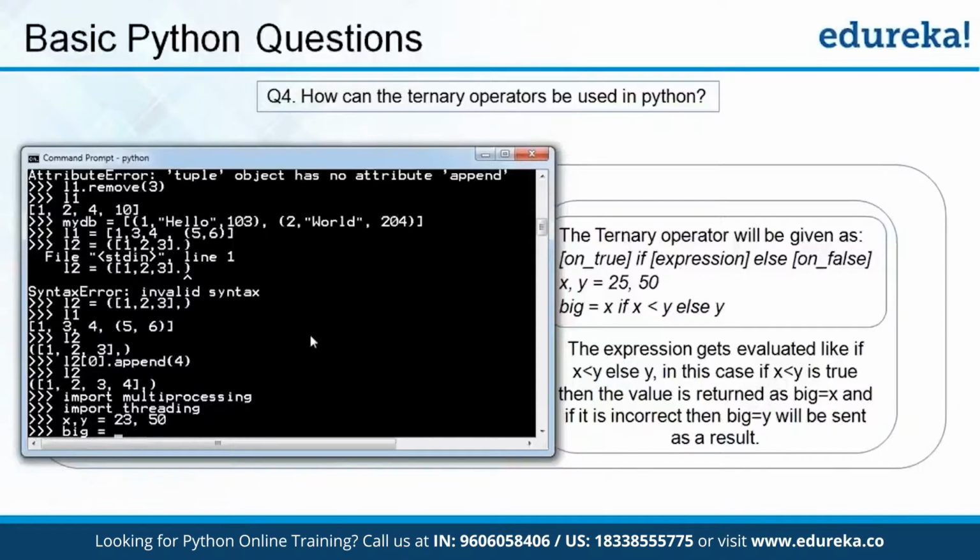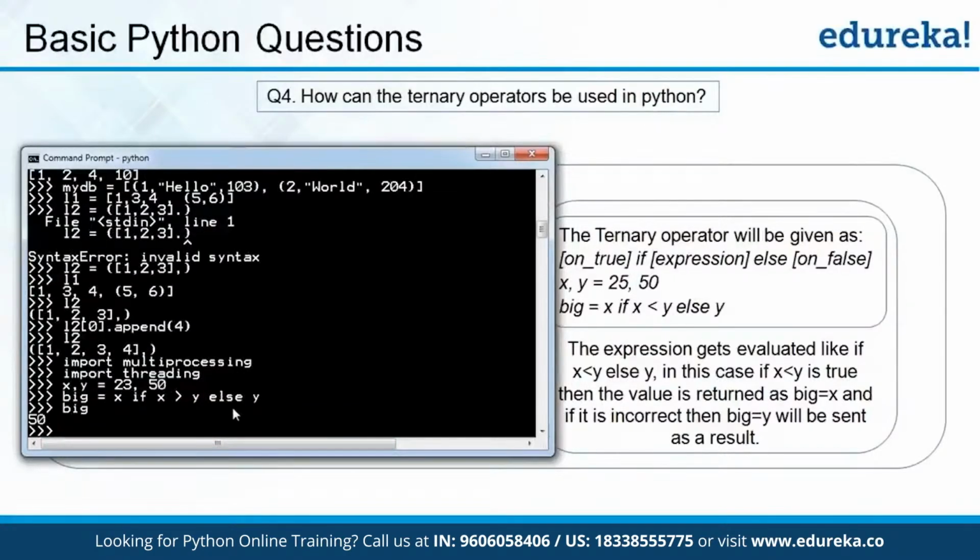You have to be sure as to what you're doing. X if X greater than Y else Y, which means it will give X if X is greater than Y, else it will give Y. When you check big, you would have got this particular answer. So the expression gets evaluated like this. In this particular case, it is not X greater than Y, it is X lesser than Y, for X, the smaller one. So it's not big, it should be small instead. So it is true.